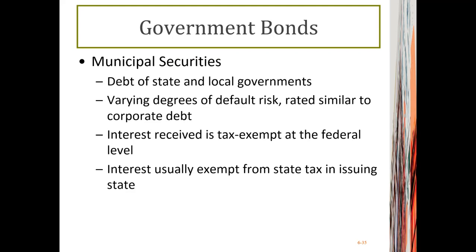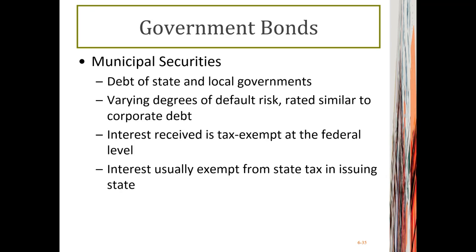Now let's look at some major types of bonds. In our country, bonds can be issued by governments or by corporations. Government bonds are bonds issued by federal governments or local governments. If it's issued by local government, we call that municipal bonds. And across the country, we have more than 10,000 issues of municipal bonds.